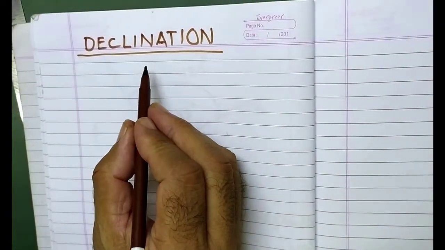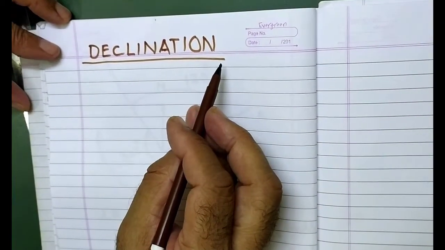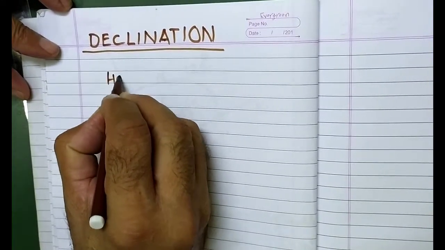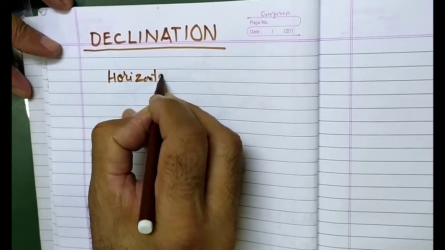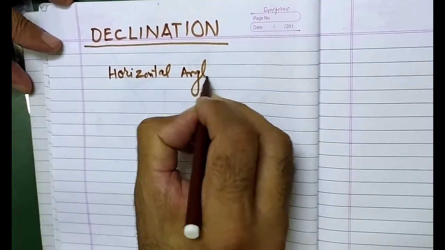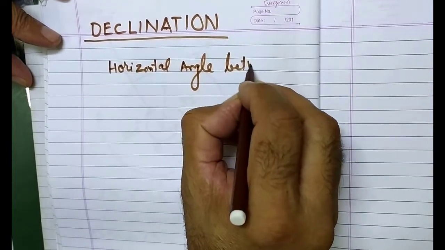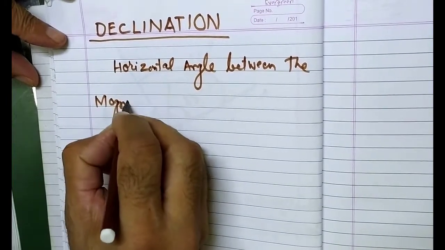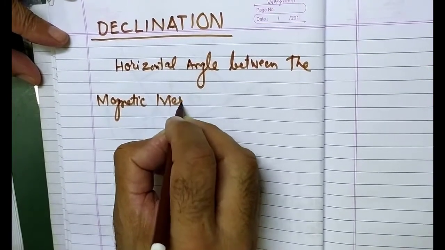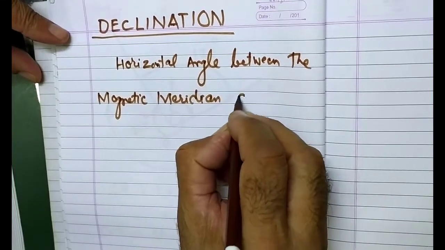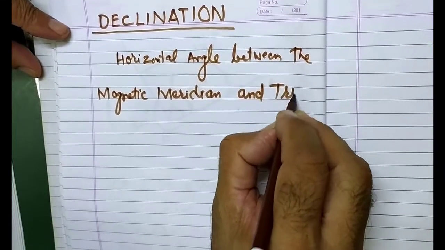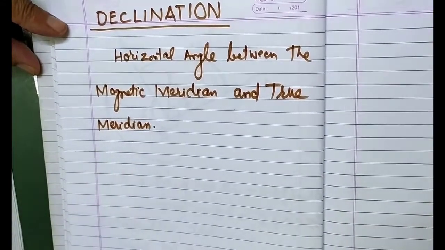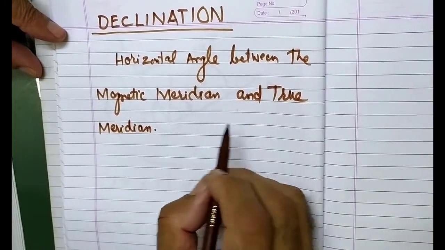Now this is a very important topic, magnetic declination. What is this? This is the horizontal angle between the magnetic meridian and true meridian. This is the horizontal angle between the magnetic meridian and true meridian.